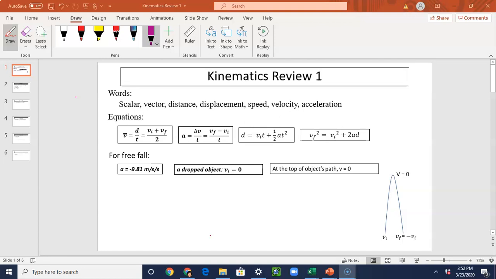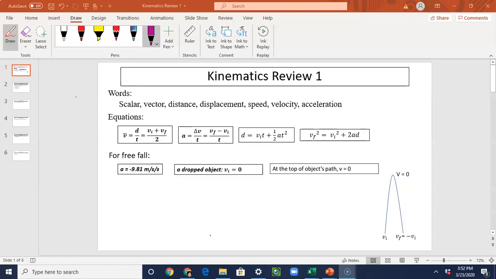This is Kinematics review number 1. So this is just review, so again, it's very brief. If you need more information, you can go back to my old videos for this part. Let's talk about kinematics. Kinematics basically is to describe the motion of objects.